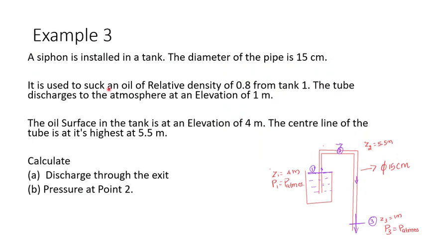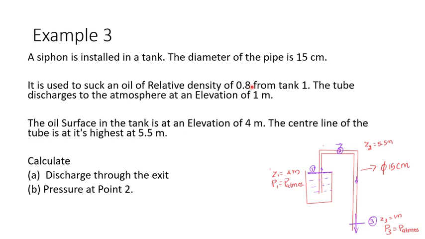So what do we have here? A siphon is installed in a tank. The diameter of the pipe is 15 centimeter. Always make sure that you convert it into meters. It is used to suck an oil of relative density 0.8 from tank 1. So this is tank 1, with relative density of 0.8.